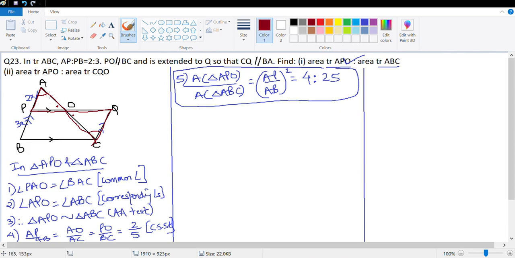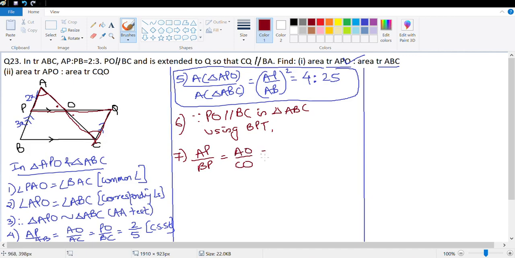So if I have the dimensions of AO and CO or PO, I should be able to figure out. Let's see if I can use something to get dimensions of AO and CO yet. Since PO is parallel to BC in triangle ABC, using basic proportionality theorem, what I get is AP upon BP is equal to AO upon CO is equal to 2 upon 3. So I've got some relationship between AO and CO. Now I should be able to get the second part easily.